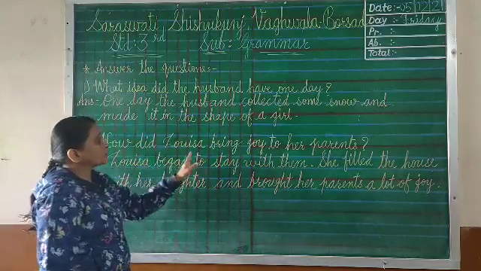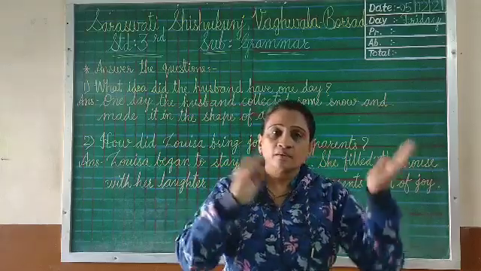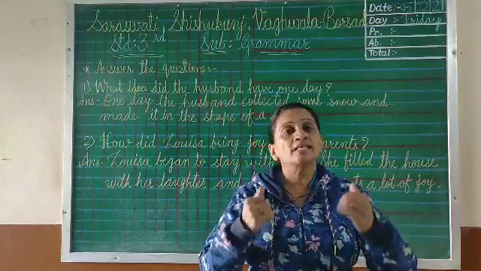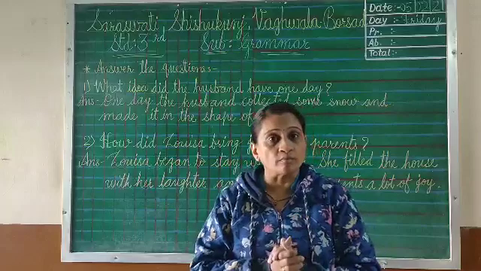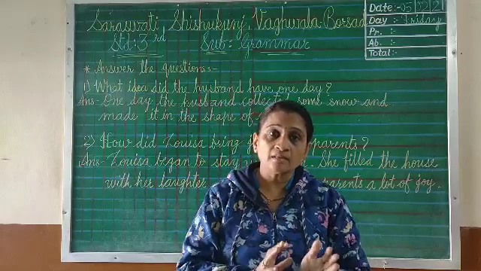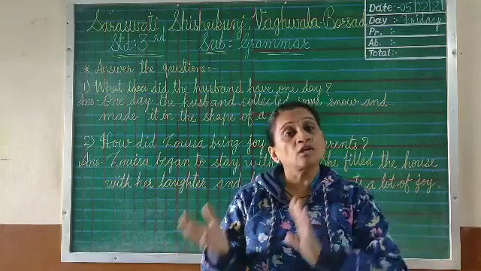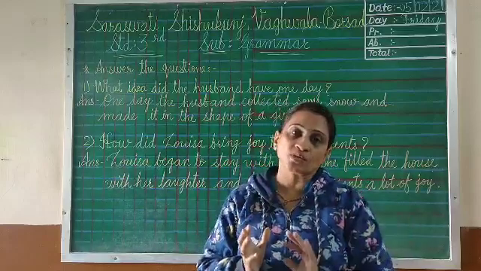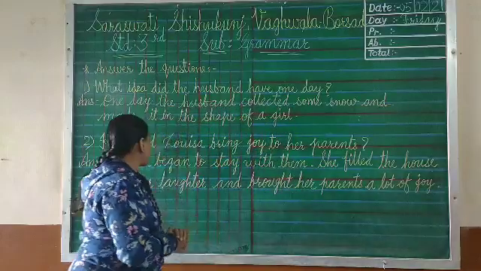Now number two, how did Louisa bring joy to her parents? Why were the parents in joy? Because before Louisa came, they were very sad because they don't have their own child. And now Louisa is there. Louisa is an ice girl, snow girl, right? And she was staying with her parents at her home, and she was always laughing and spreading laughter at home. And because of Louisa's happiness, the parents were also very happy. Because now parents were thinking that she is our child. Okay, so you will write the answer this way.